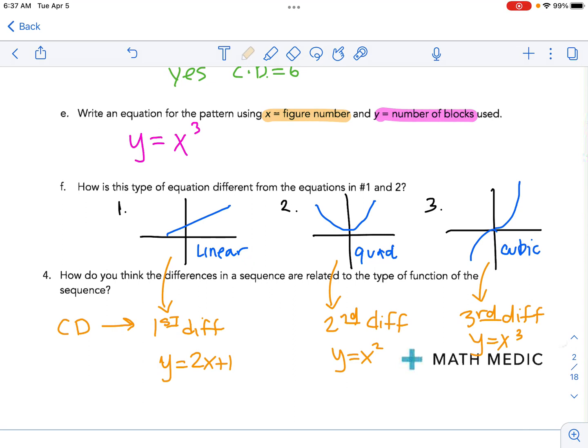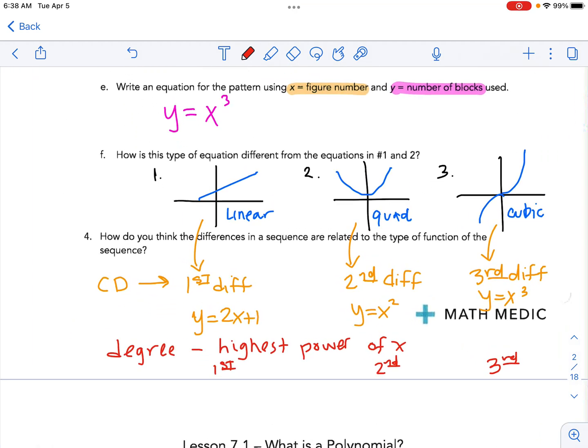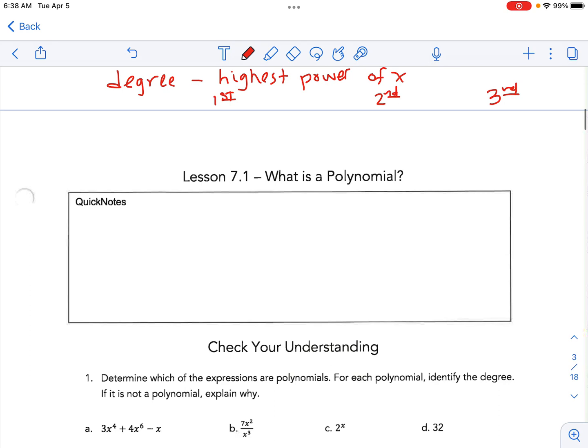And so then we start to talk about the degree of the polynomial. So the degree of the polynomial is that highest power of x in the expression. So the linear one would be a first degree polynomial. The quadratic would be a second degree polynomial because the power is 2, that's the highest power. And the cubic would be a third degree polynomial. And that's really what we're focusing on, how do we identify these polynomials? And we identify them by their degrees.